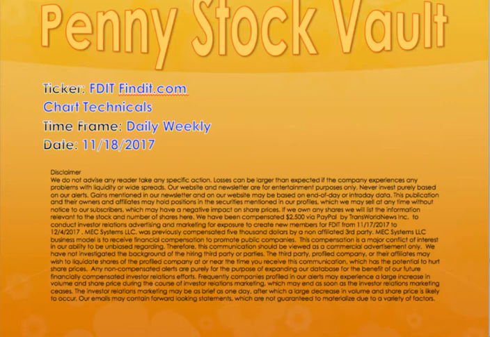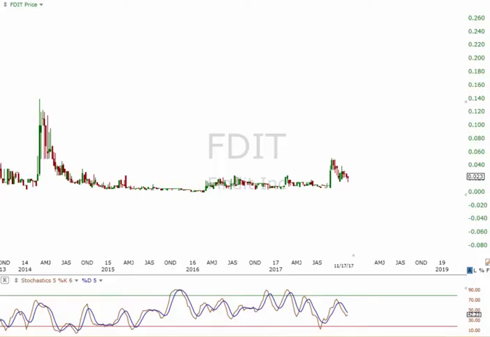Today's coverage will be on Fdit, which is findit.com. Current price is 0.23. What I'd like to do here is look at multiple time frames, draw out some trend lines, and look at potential supports and resistances. Before I overlay any kind of indicators, I want to take a look at some trend lines and go over the history on this one here.